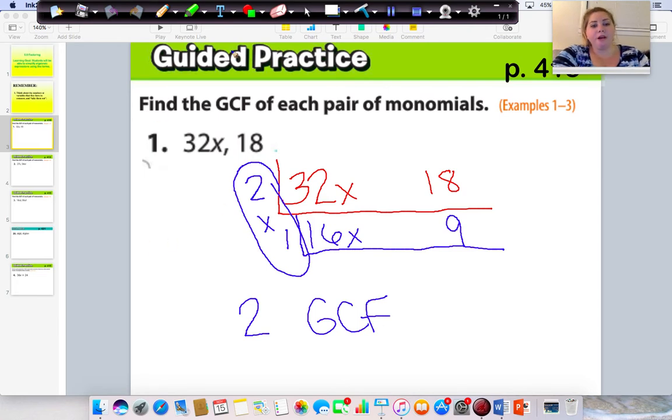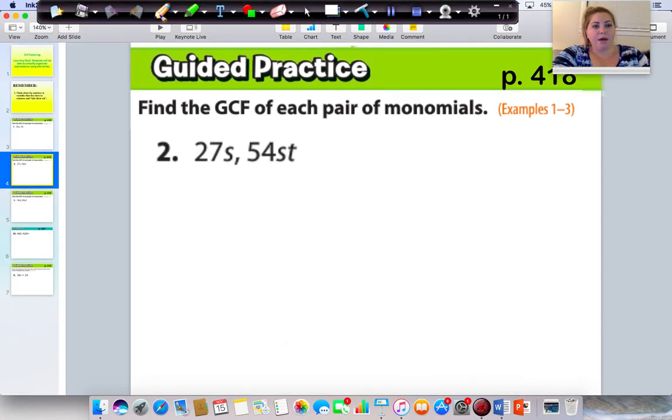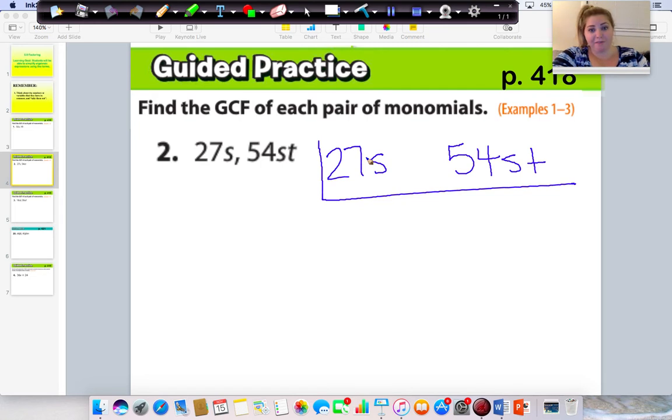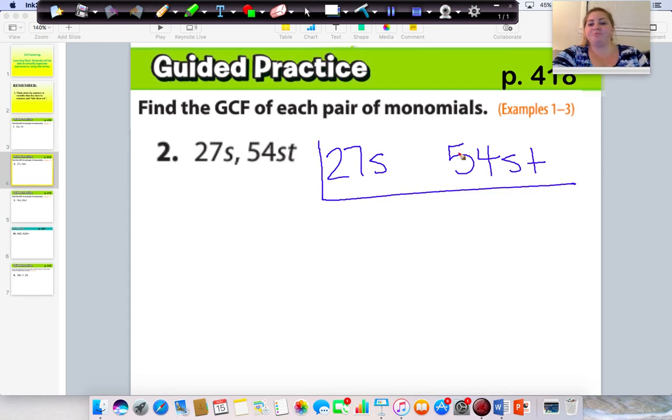So now, let's move on to the next problem. We've got 27s and 54st. Hopefully you can distinguish my S's from my 5s because they look a little similar. All right, so I can see that you know your 9s pretty well. Some of you do and some of you do not. But if you know your 9s very well, you see that 9 can go into both 27 and 54. They also both have an S in common.